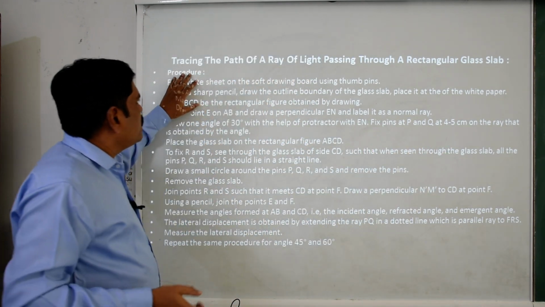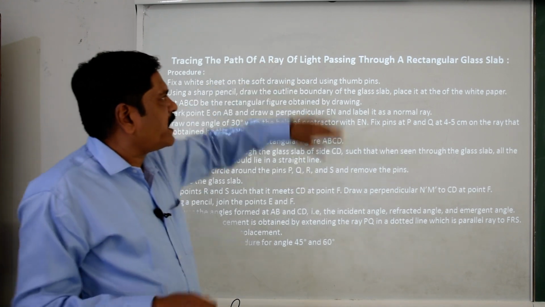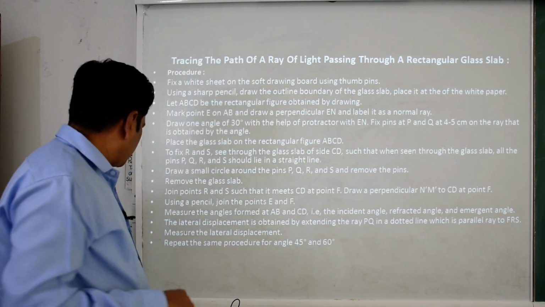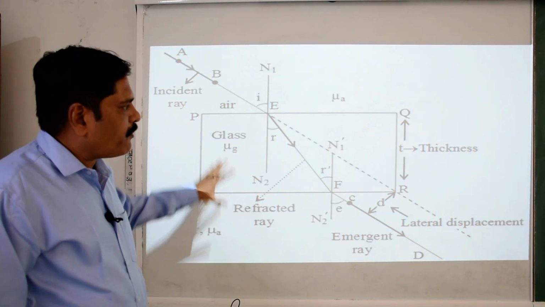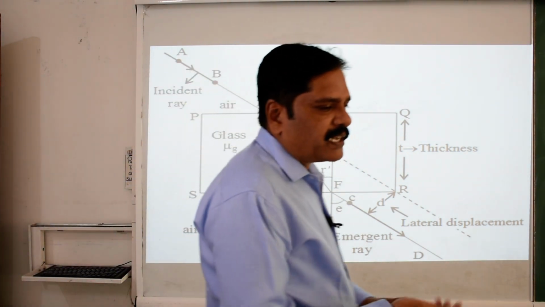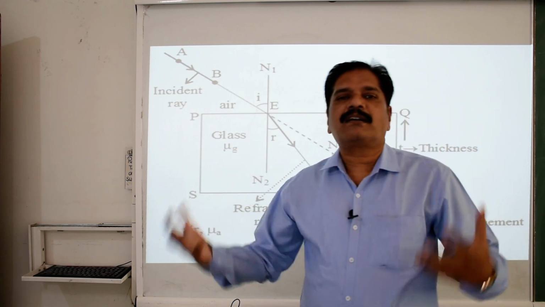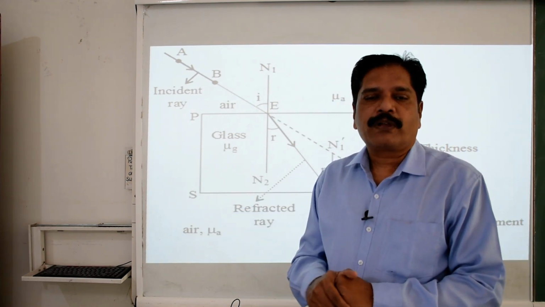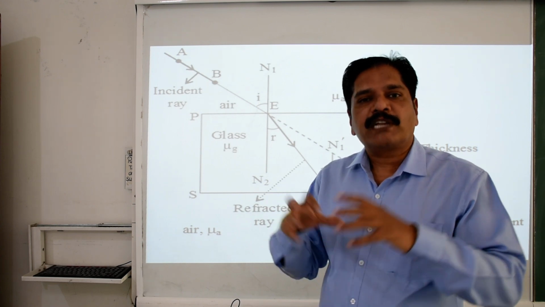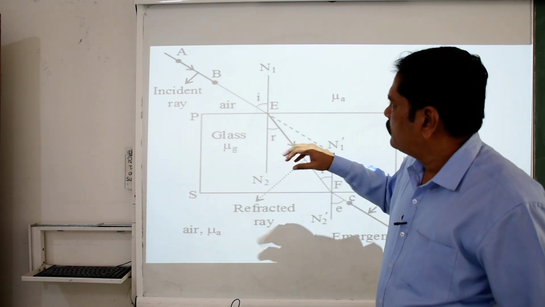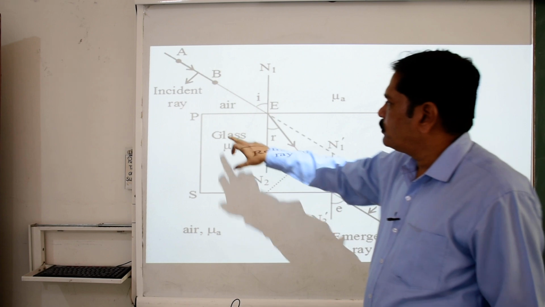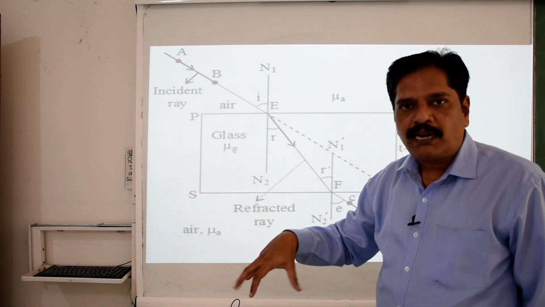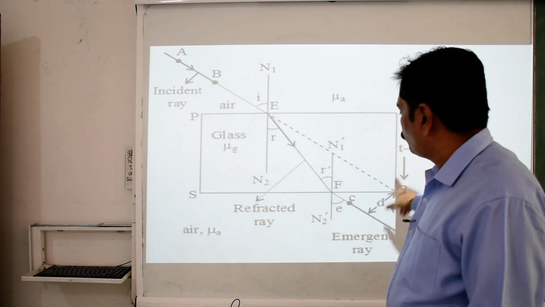Clear? So now, tracing the path of a ray of light passing through a rectangular glass slab. For this, there is a procedure. Just take a soft drawing board, fix an A4 size paper on it properly, then put the glass slab in the middle and draw its boundary.